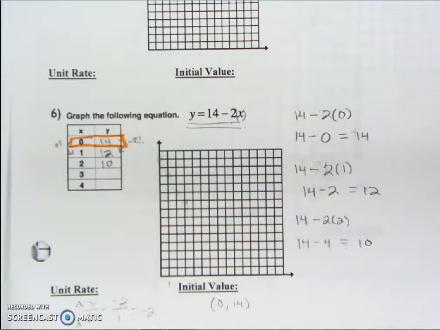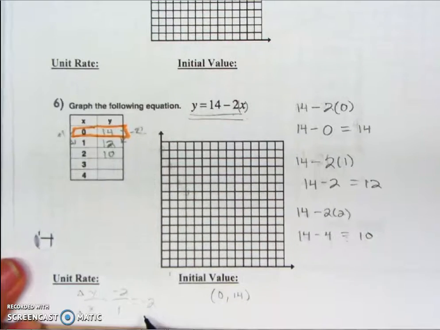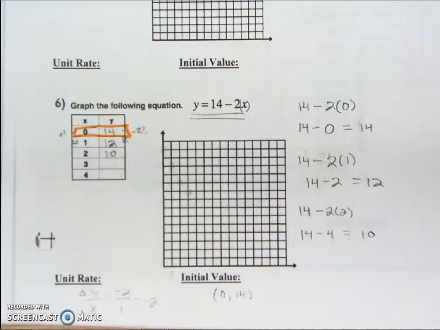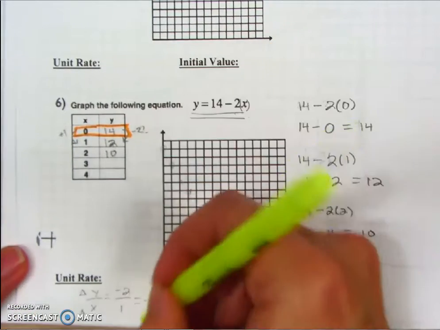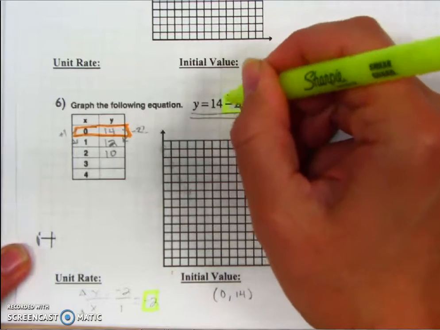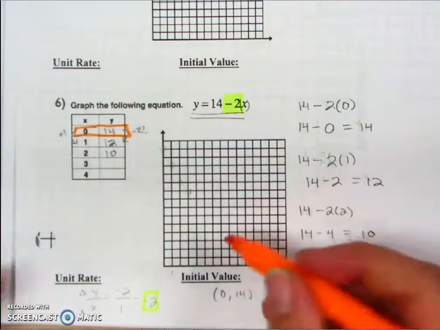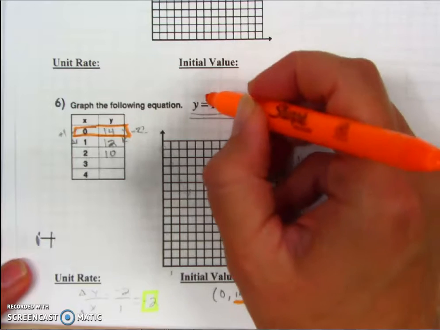Okay, so I couldn't leave you guys with just that. We left off at -2/1, which is -2 as our unit rate. We can actually see that show up in the equation right here. -2 as our unit rate is showing up right there in front of the x. So hopefully you're noticing that little pattern that's been happening. And then our initial value, 14, is right there.